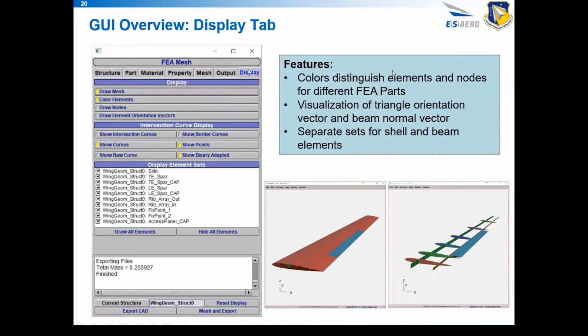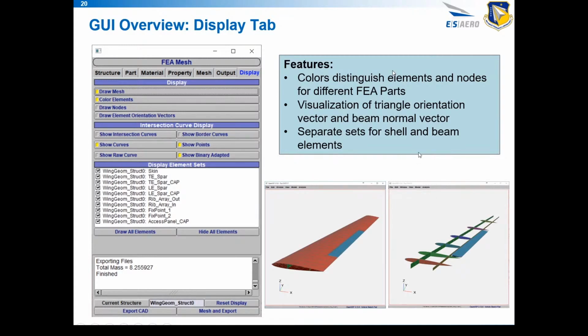Last, for the GUI tabs, we have the display tab. So this is going to be available after you've actually generated a mesh. It allows you to visualize the triangle elements, the cap elements, things like that. So we have a draw mesh, color elements, draw nodes, draw element orientation vectors. So this will show a vector that identifies how each triangle is oriented. So this is going to be used for things like composite layups and things like that, I believe.